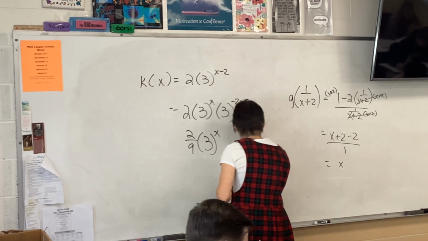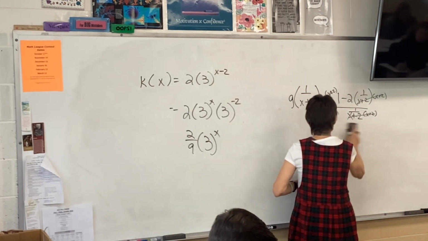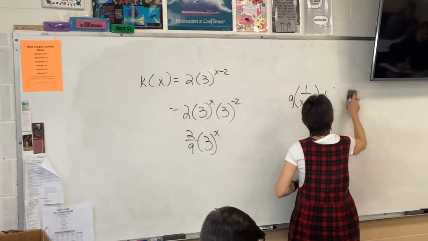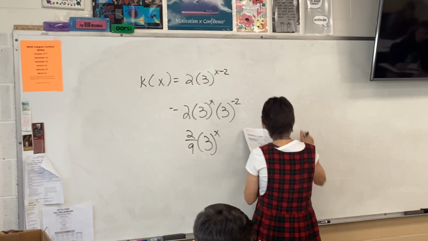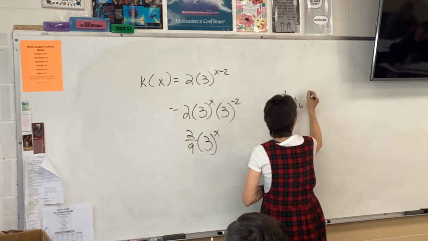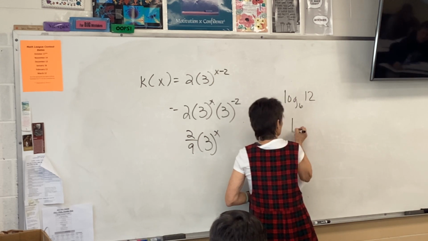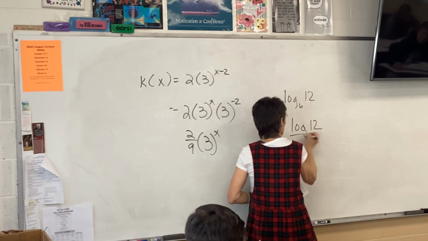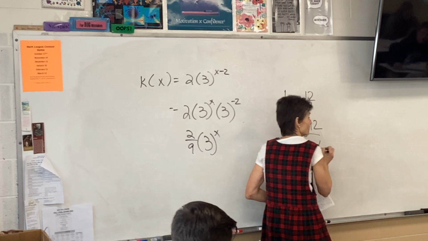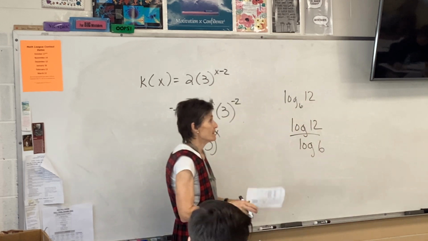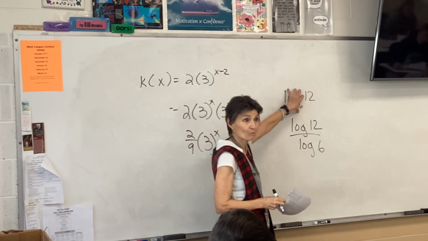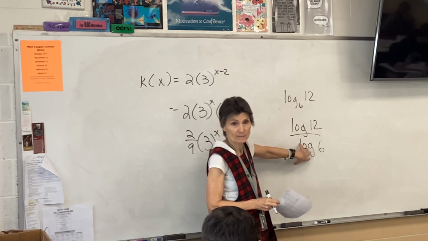Best that they can. Don't make this hard. Don't make it hard. The log base 6 of 12 can always be written as the log of 12 over the log of 6, right? In fact, if I had to find a value for that, this is what I would type on my calculator.